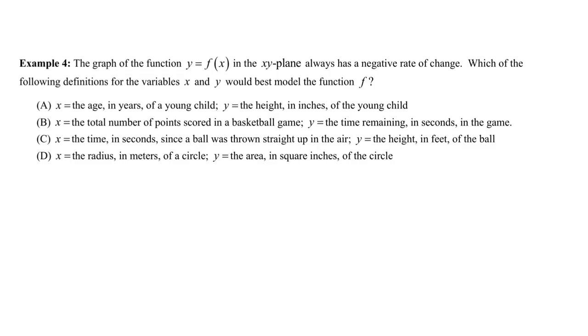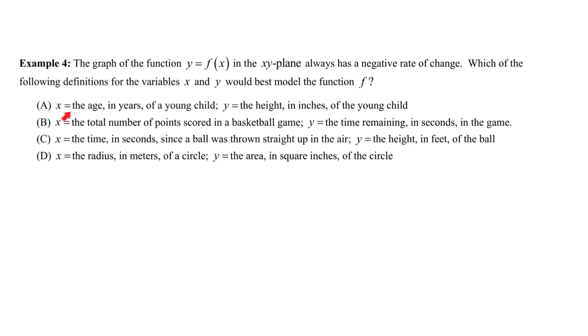Okay, here in example 4, we're talking about a function in the xy plane that will have a negative rate of change, which means a negative slope. To get a negative slope, our change in x and change in y have to be going in opposite directions, because if they're both going positive or if they're both going negative, we're going to have a positive slope. So we need to go through these problems down here and see which one is going opposite directions.